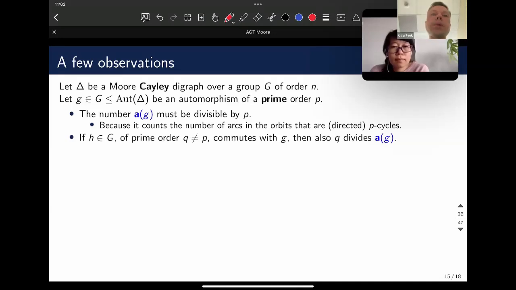Second, simple but maybe less trivial observation is that if we have an element H of a prime order say Q not equal to P, which commutes with G, then also Q must divide this number A of G.